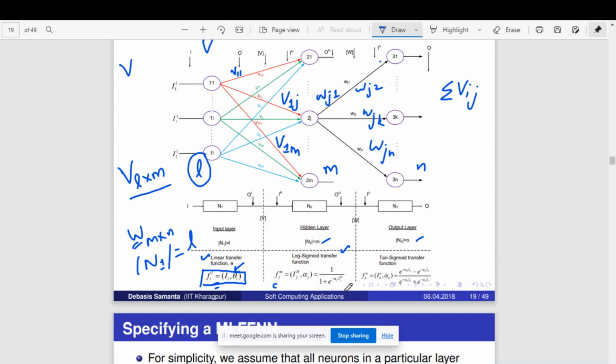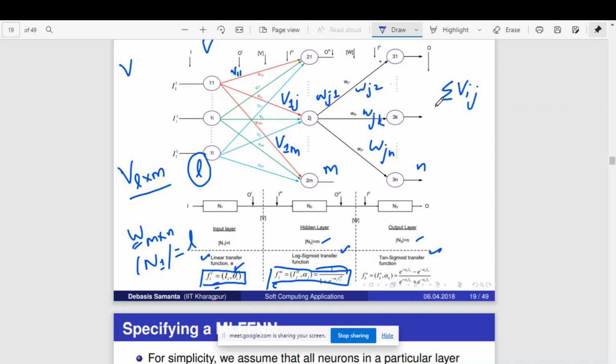Towards the end we should remember which layer uses which transfer function. In the input layer we are using a linear transfer function. In the hidden layer we are using a sigmoid transfer function. In the output layer we are using a tan sigmoid transfer function, which we have discussed already. It is of the form e to the power alpha I naught minus e to the power minus alpha I naught, divided by e to the power alpha I naught plus e to the power minus alpha I naught.